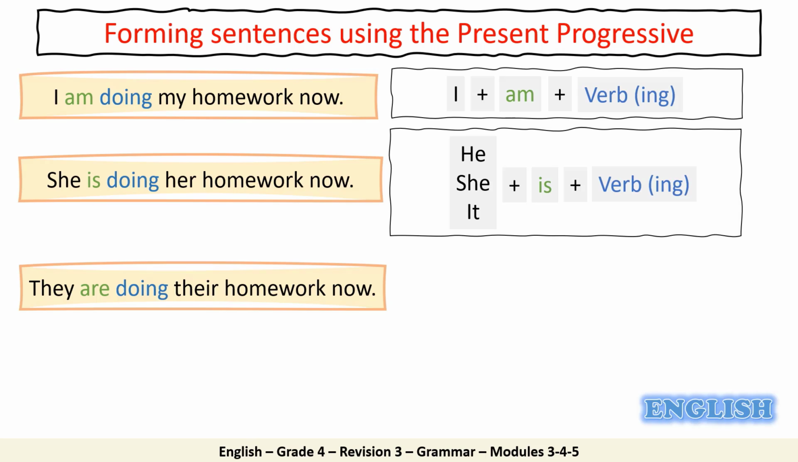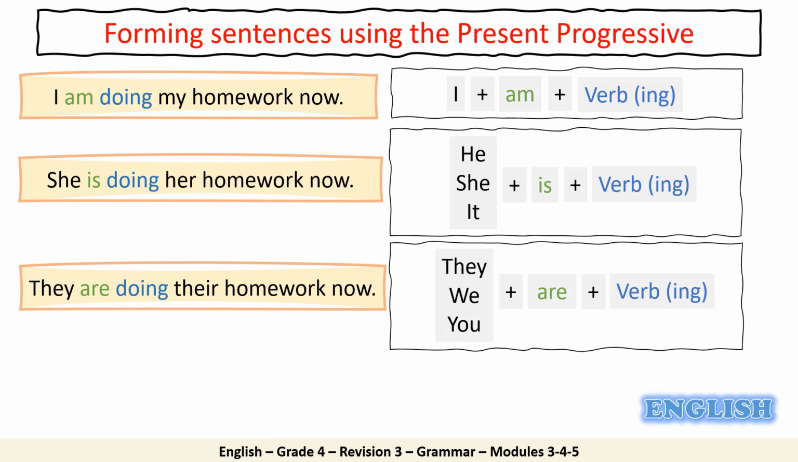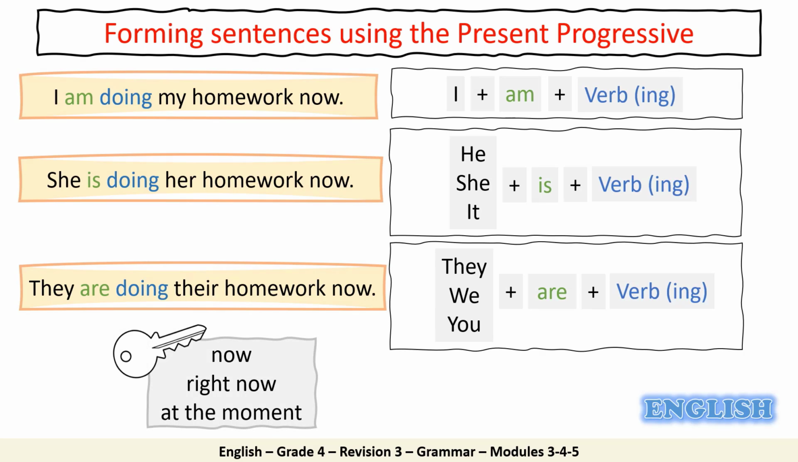Next, they are doing their homework now. We form it by using they, we, or you, or names of two people or more, plus are, plus the verb in the ing. We use this tense to talk about temporary actions or actions that are happening at the moment of speaking. And the keywords are now, right now, at the moment.